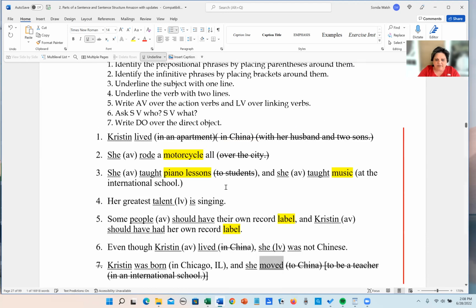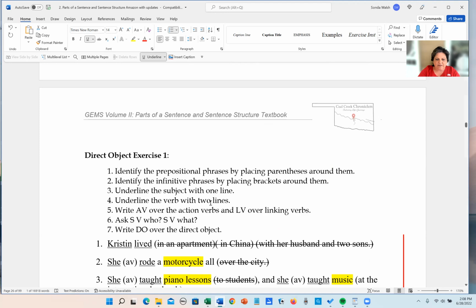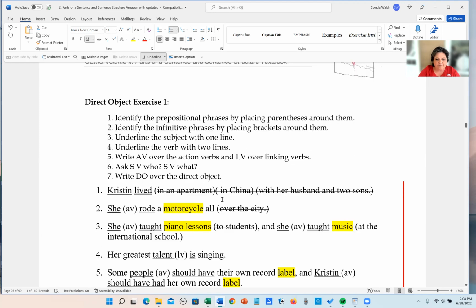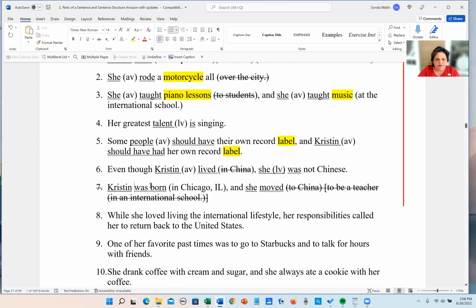Okay, the next most important step is write action verb over the action verb or linking verb over the linking verbs. So was born is an action verb. Now you might say, why was a linking verb up there and now it's an action verb? The reason is because was can be a linking verb or a helping verb. When it's used with another verb, it's a helping verb. So the word born is an action verb, so we call this an action verb. And moved is also an action verb.